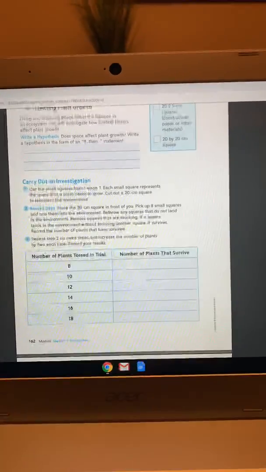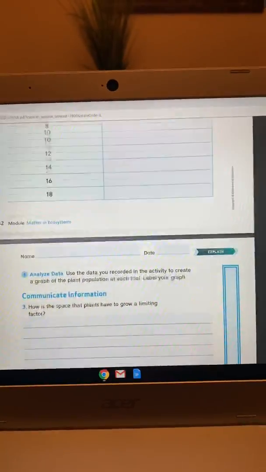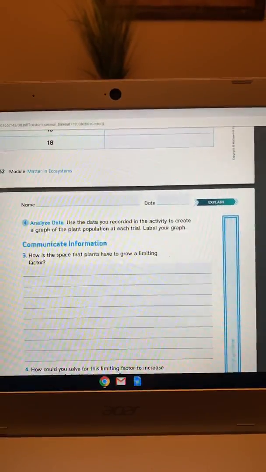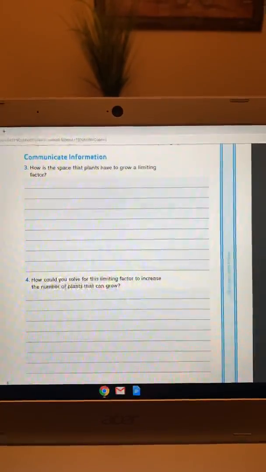When you're done with that, you're going to make a graph. It can be any kind of graph that you like. It's completely up to you, but you're going to draw and label a graph to make sure that you have that completed. And then you're going to go ahead and answer those 2 questions.